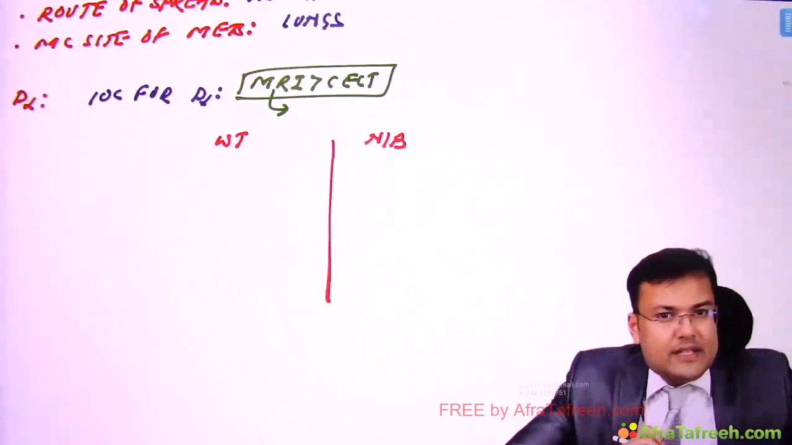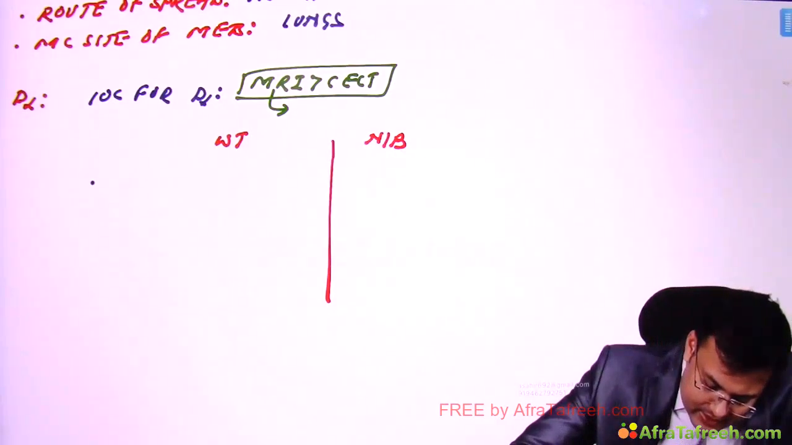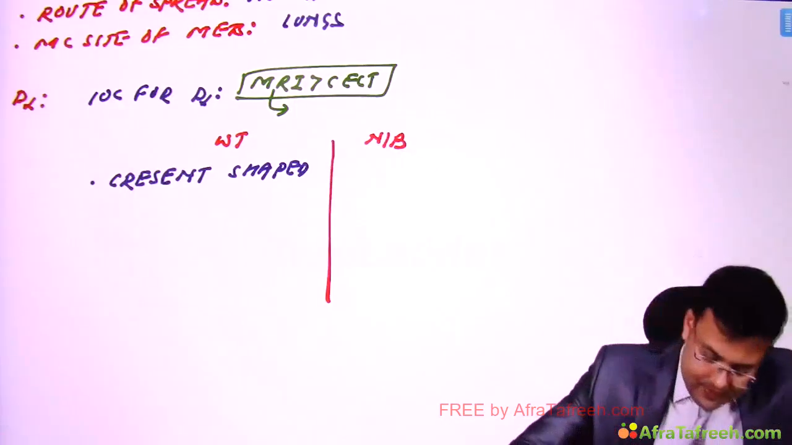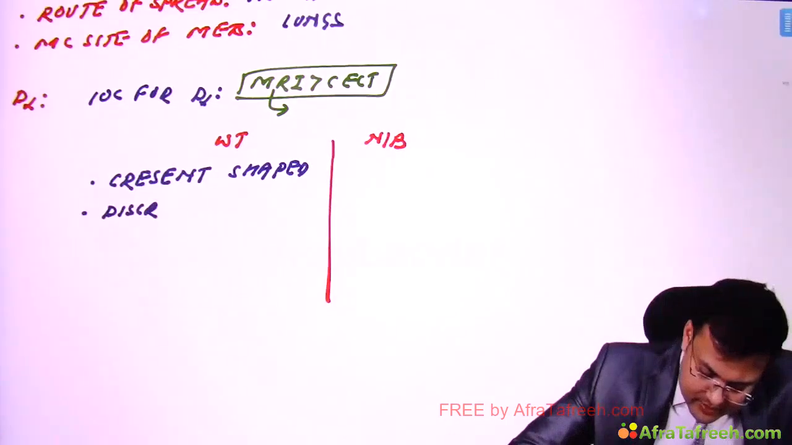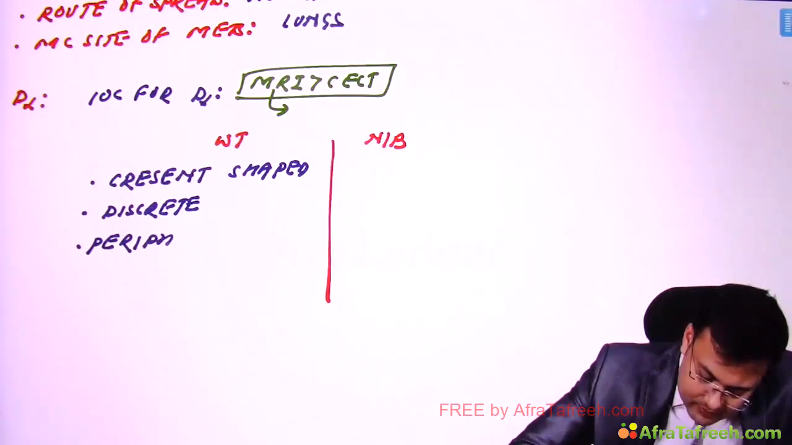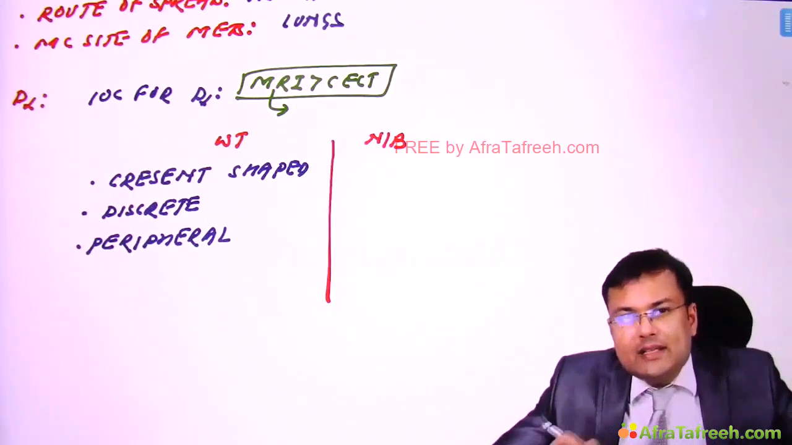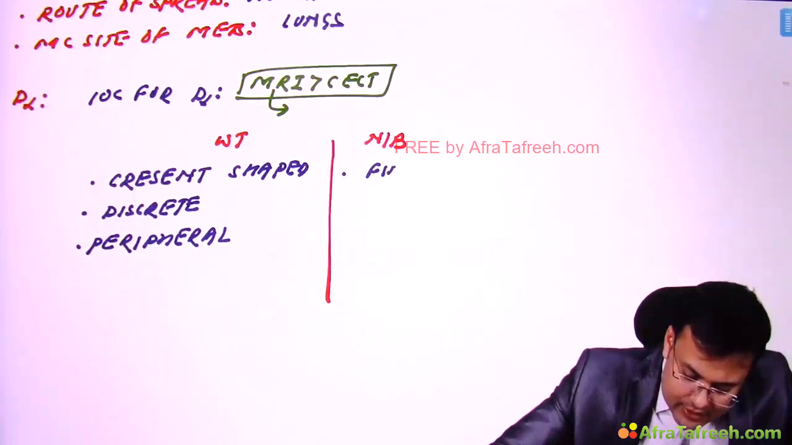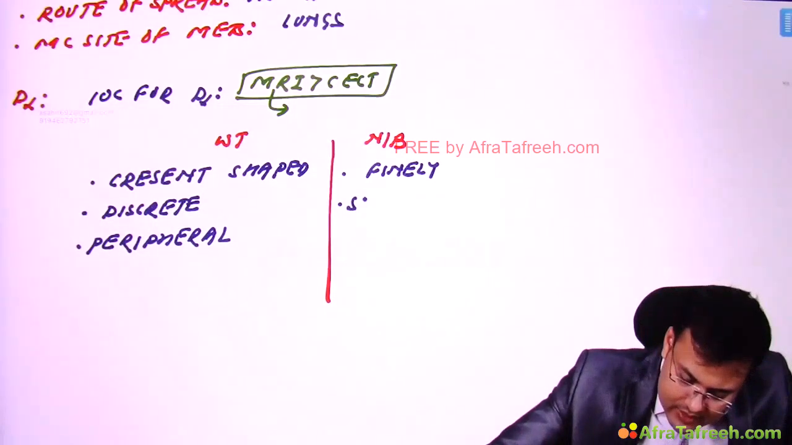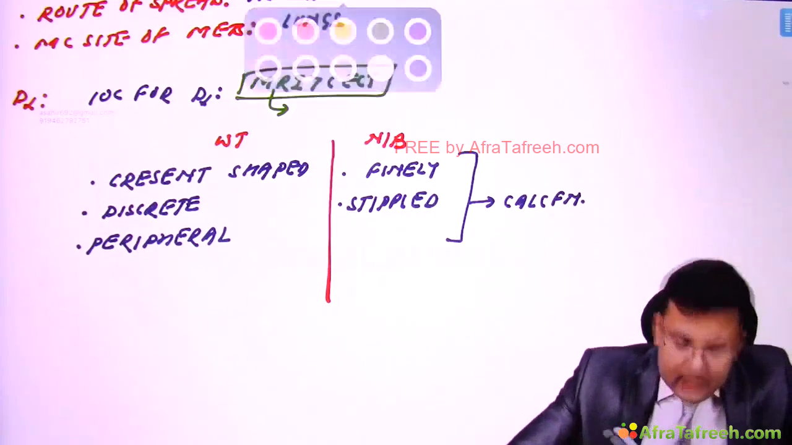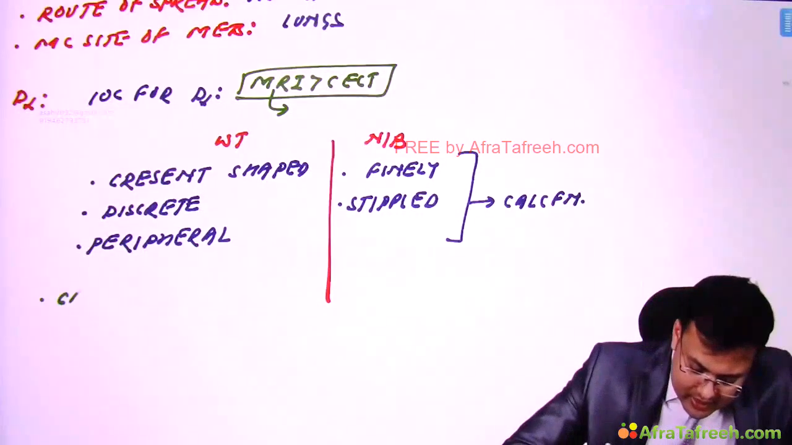So what kind of calcification is seen in Wilms tumor? In this case, it is crescent shaped, and these are discrete and peripheral calcifications, whereas in neuroblastoma it's finely stippled calcification. So it's fine and stippled calcification. Clear? Generally, Wilms tumor doesn't cross the midline, so it cannot cross the midline.